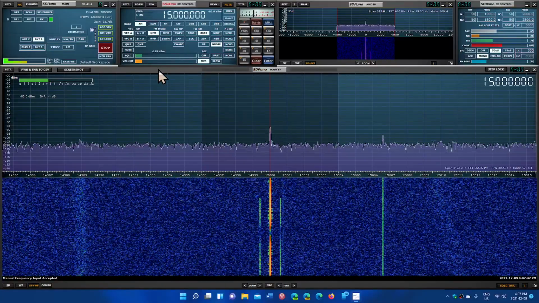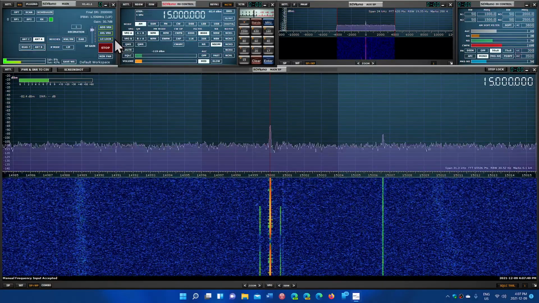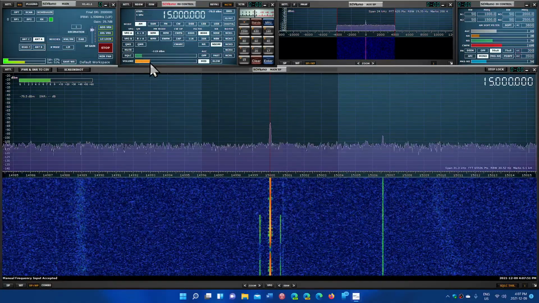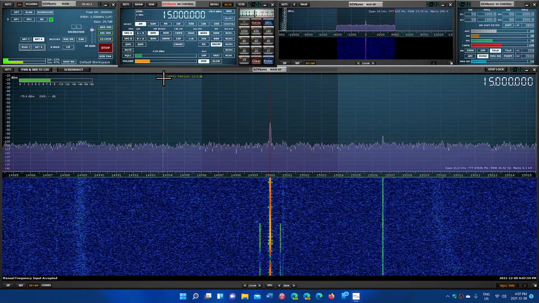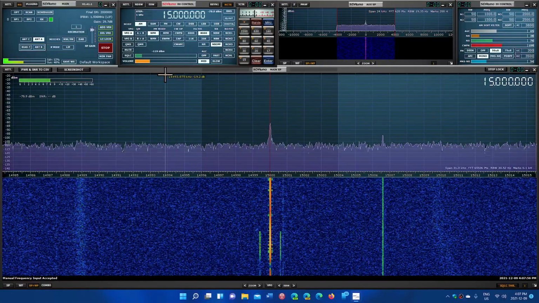And here is what it looks like on an SDR, as we're going to take a look here at 2108.